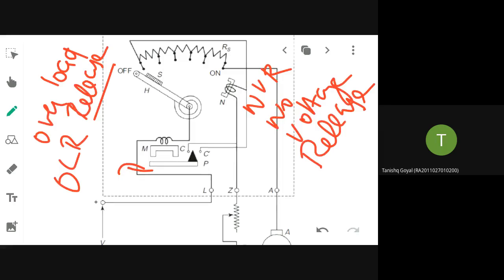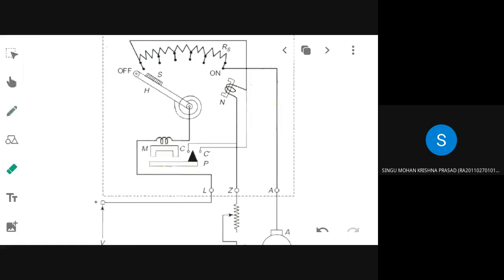What is NVR? NVR means no voltage release. Overload release is otherwise called OLR. So these are the two protective devices that will be present in almost all types of starter. Now let us see how it works. Okay, I told you that if you want to put a limit to the starting current, you have to add what extra to the circuit, to the motor.